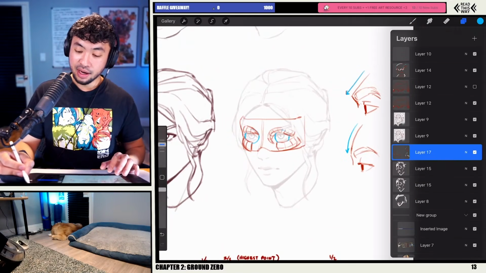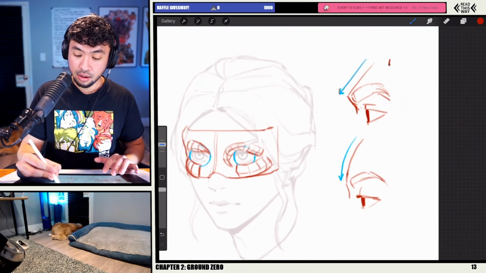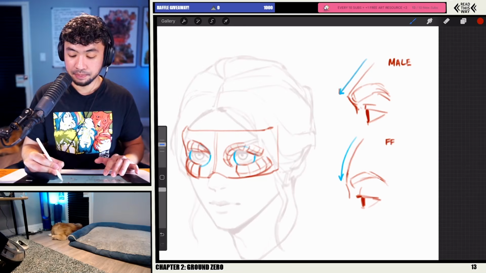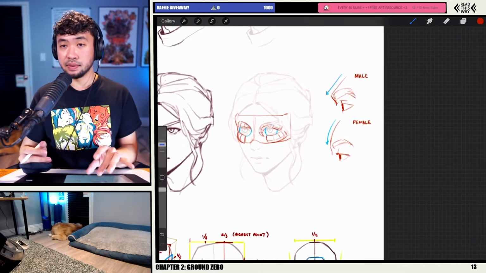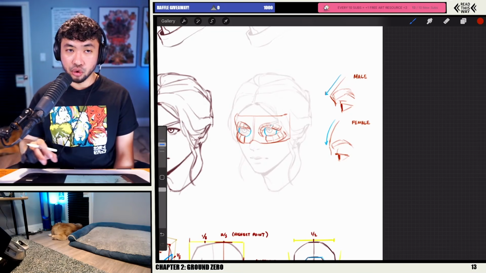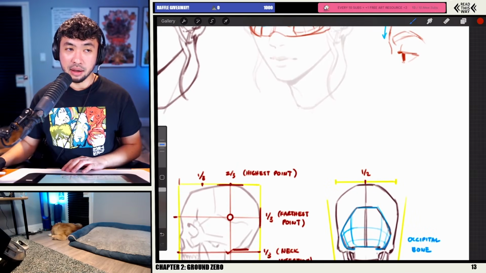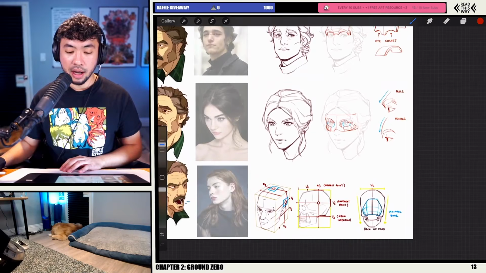So let me write this down as brow ridge. Male, female, right? And again, these are generalizations. So this might not always hold true for everything, but you can start there as a baseline, and then hopefully from there, start pushing more and more of the detail and stuff.